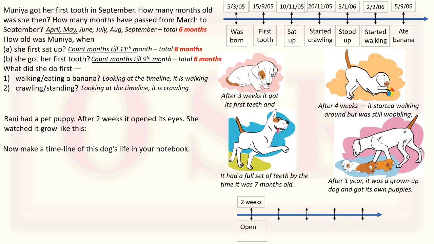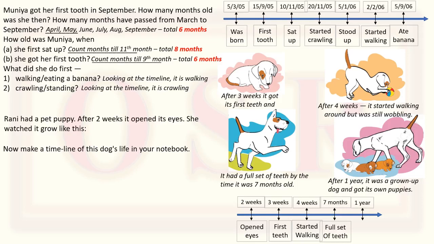So 2 weeks, it opened its eyes. Then 3 weeks, its first teeth came, right? Then after 4 weeks it started walking but still wobbling. 7 months, what event happened? Full set of teeth came. And the last one is 1 year, where it had its own puppies or babies, right?